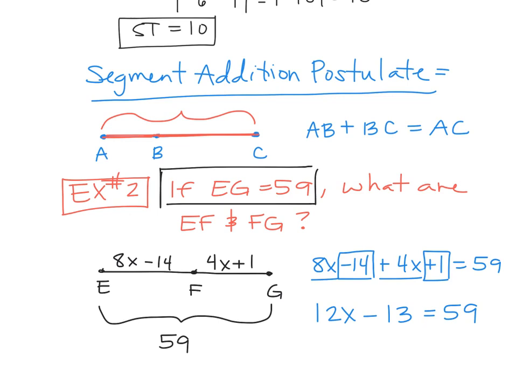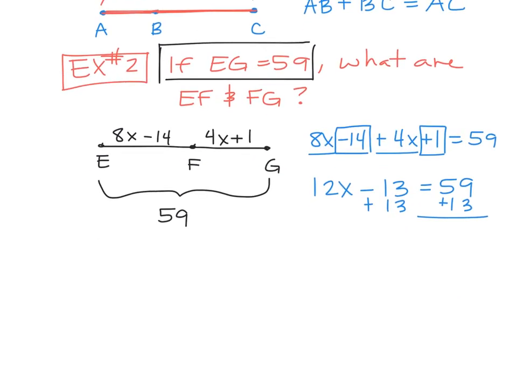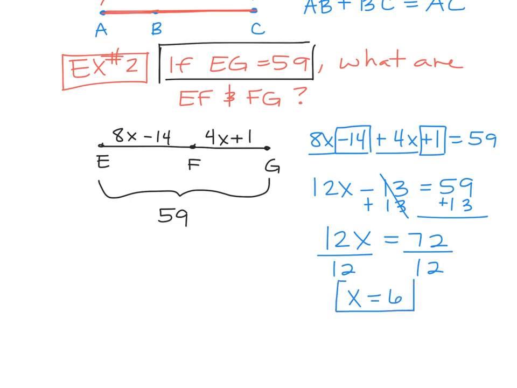What do I do next? Just tell me. Add 13 to both sides. Did you miss it? 12x, this is gone. So you get 12x equals 72, and then divide by 12, and x is 6. Okay? Are we done? No.